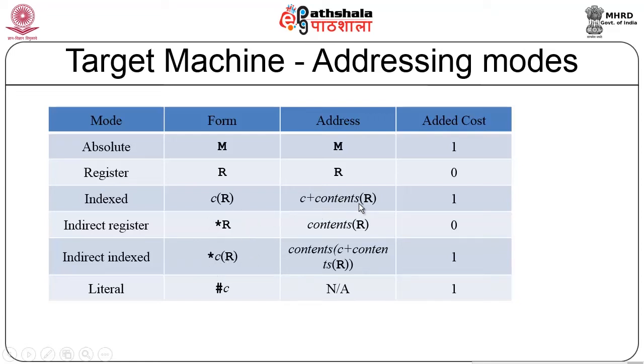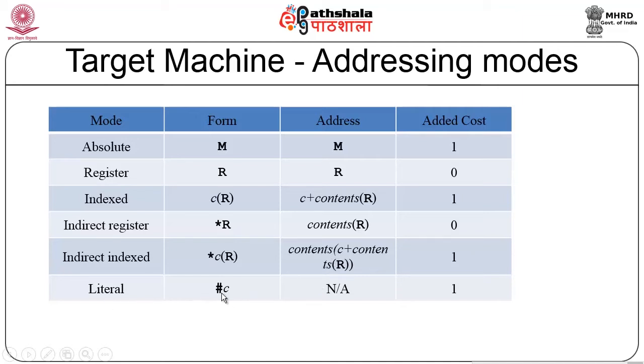C plus contents of R. So it is content of, that is using this one, it is content of R, but what is R? R by itself is now C of R. So, content of C plus contents of R. How do I go about it? I have to go to contents of R, get an address. This is your offset C, offset it, and then go to its location to get your address. Okay, and then that is going to be your thing.